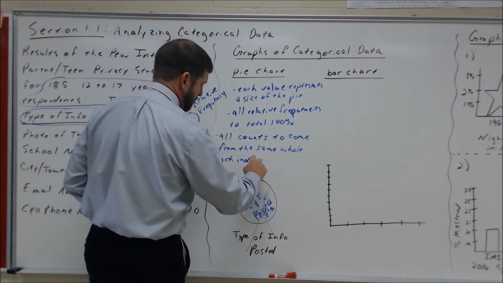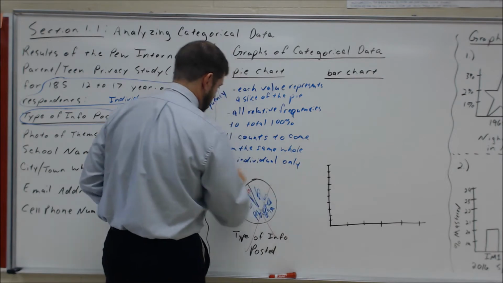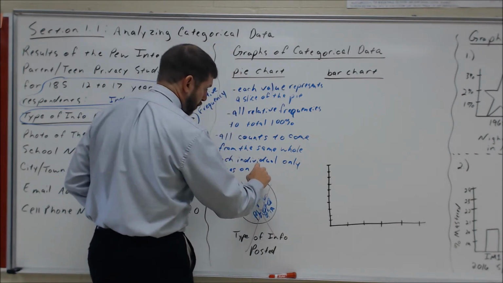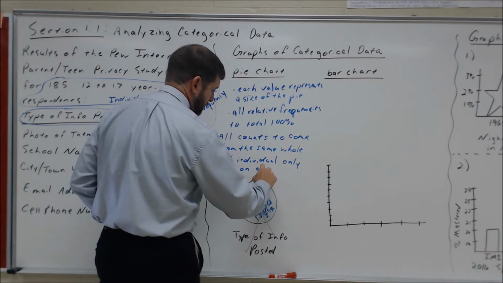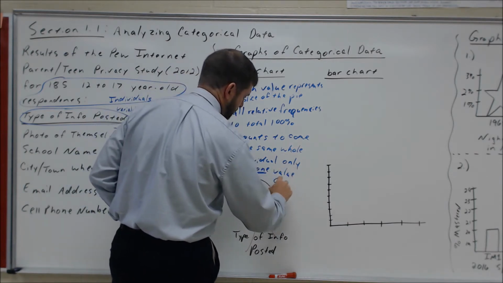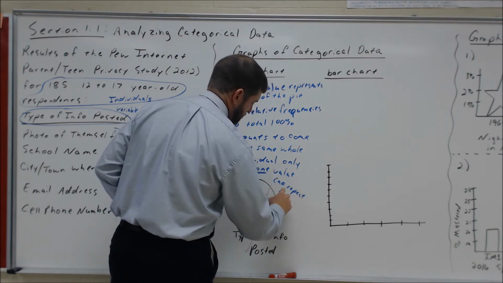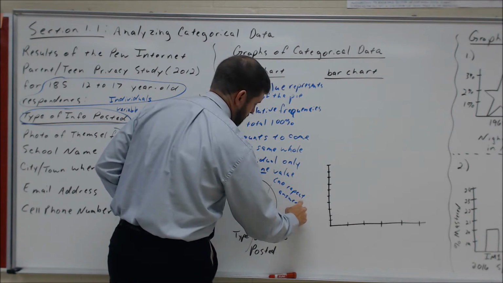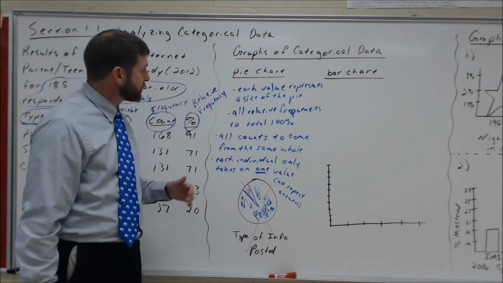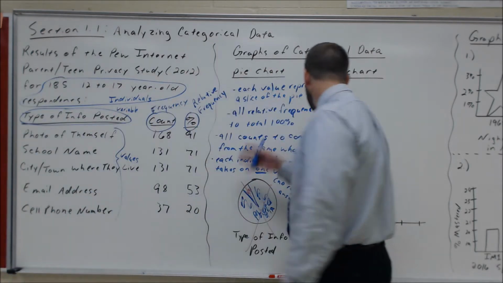individual only takes on one value. All right, so in other words, no repeat answers. You can't have a select all that apply type situation and be able to use a pie chart. All right, so that's what a pie chart is.